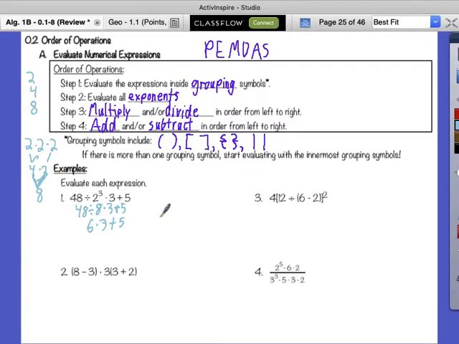Okay, thank you. So now, what would we do next here? Mason, what would you do next? Multiply. And what's 6 times 3? 18. Awesome. Now we have 18 plus 5. Olivia, what is 18 plus 5? 23. Very good. So that'd be our answer here.